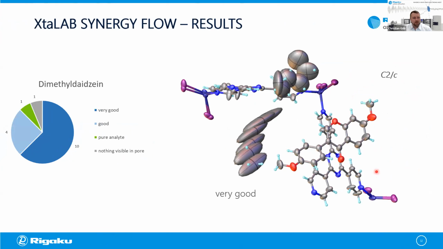So what do I mean with a very good structure solution? You can see your analyte molecule perfectly fine. You don't need any restraints, not any constraints. It can be freely refined. The ADPs look splendid. Also, you have a space group that is easy to work in.